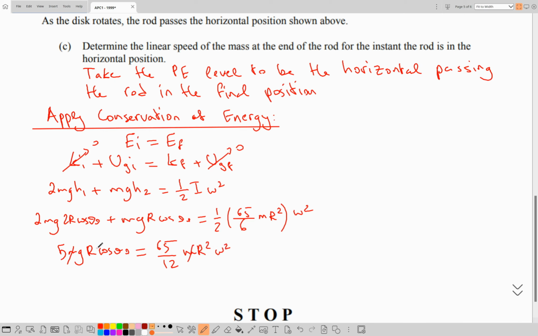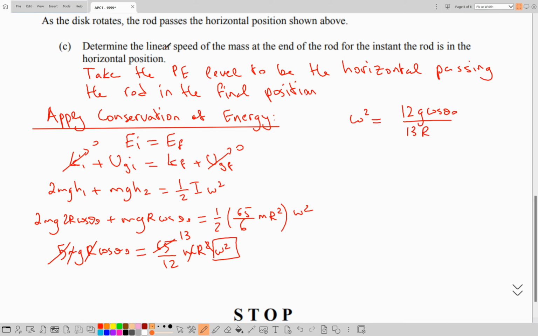Now m with m cancel, r with power 2 cancels, 5 with 65 would give us 13, and we're interested in determining omega square. Then omega square is given by, now 12 is done, we're going to take it up, so 12g cosine theta 0 divided by 13r.